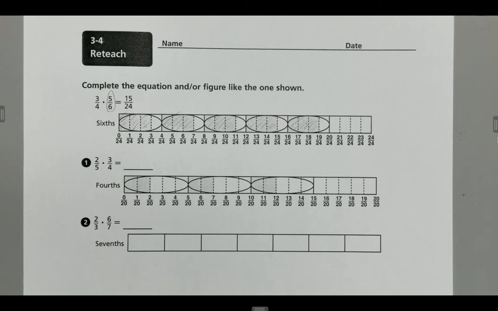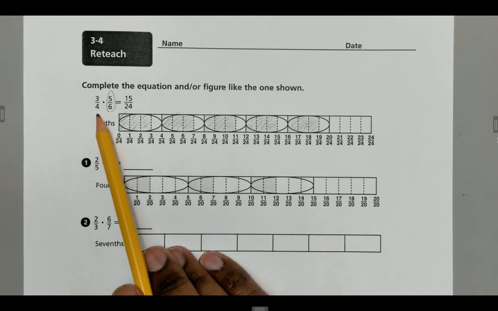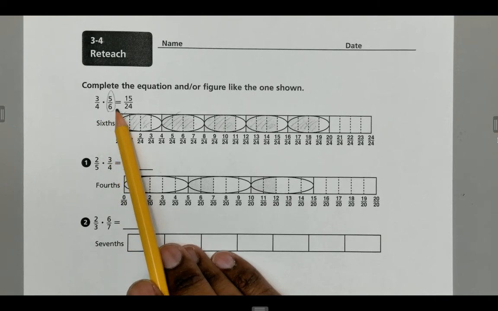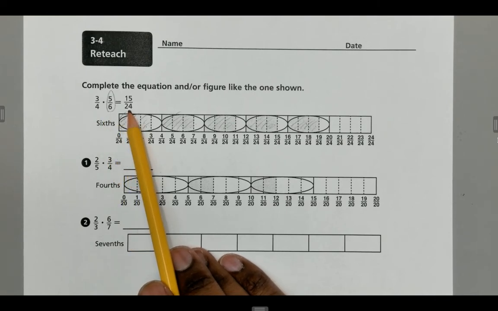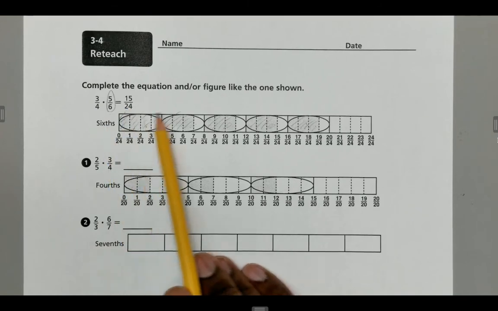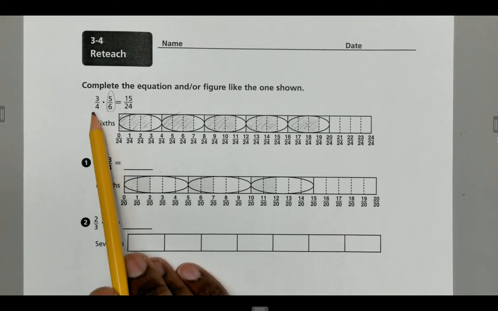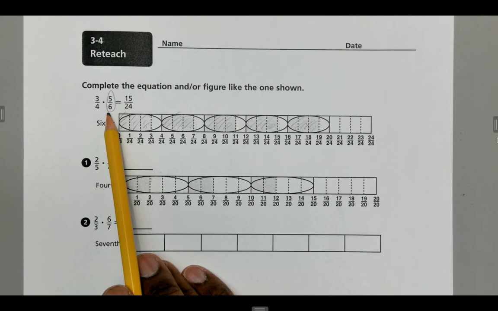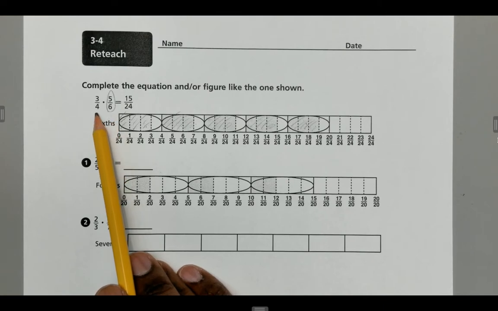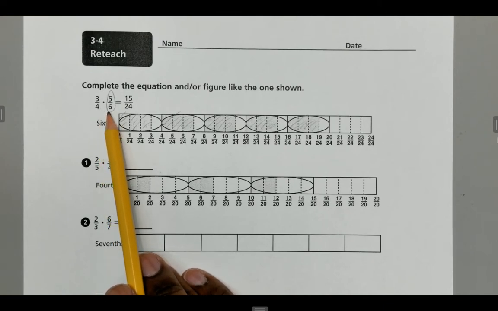Lesson 3-4, multiplying fractions. Complete the equation and/or figure like the one shown. In this example, 3/4 times 5/6 equals 15/24. This multiplication equation is being shown to us visually in this model, but let me explain the model. 3/4 times 5/6 is like saying, what's 3/4 of 5/6?